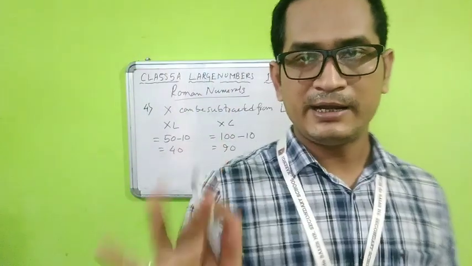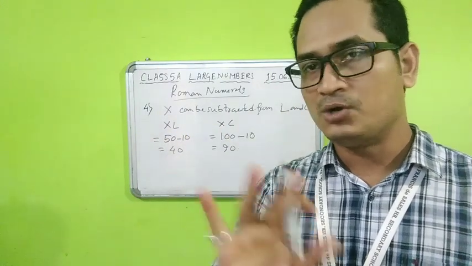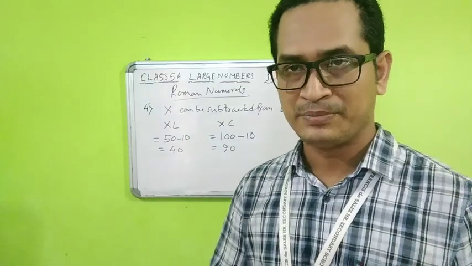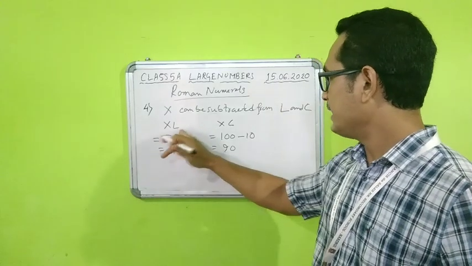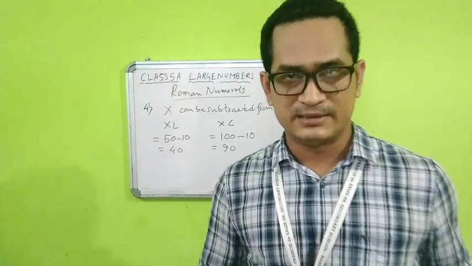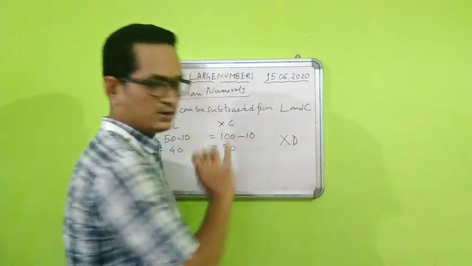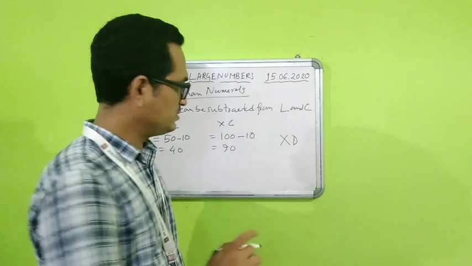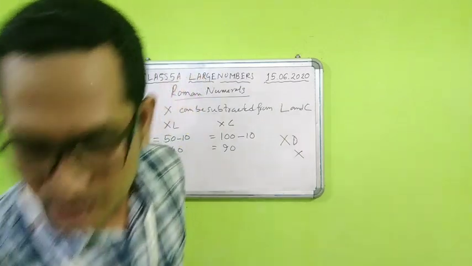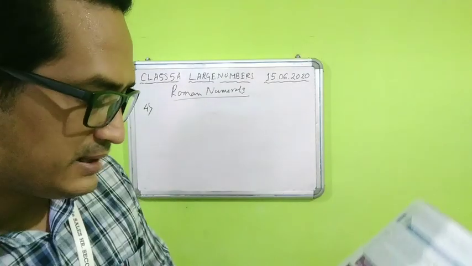So they are trying to say that X can be subtracted only from L and C, not from any other symbol. Like I can be subtracted only from V and X, similarly X can be subtracted only from L and C. Other than that, X cannot be subtracted from any other letter. Fine. So XD is not possible. It is only XL and XC that are possible. Okay. So this is the second part of that same rule, because we are trying to learn subtraction.